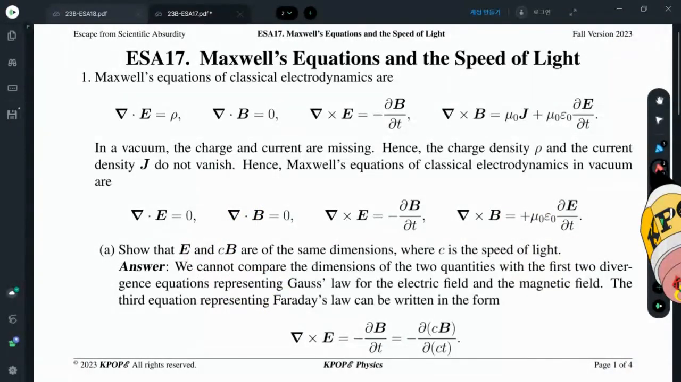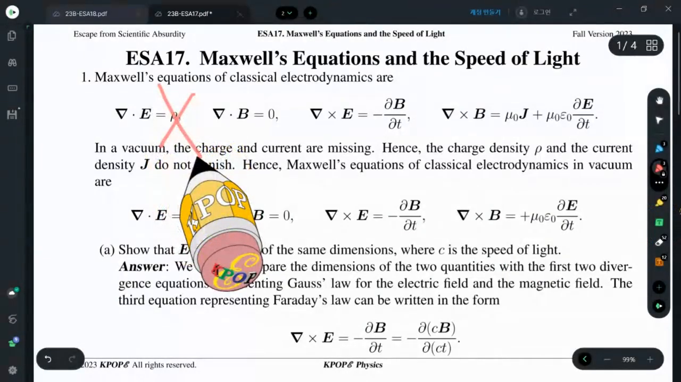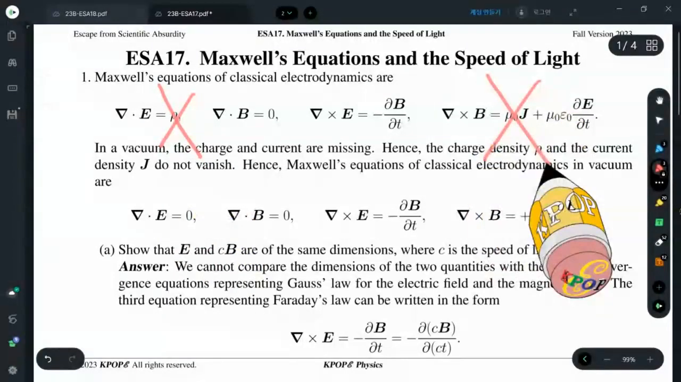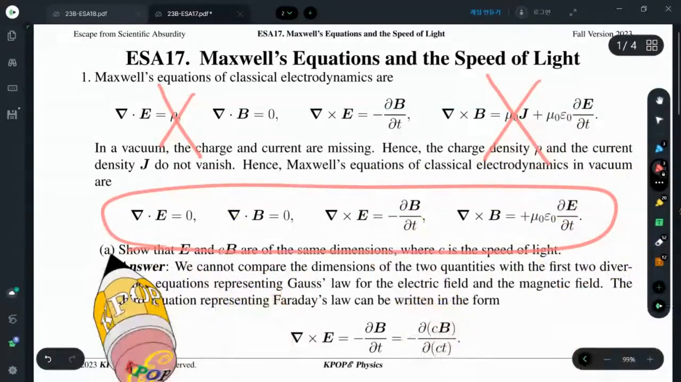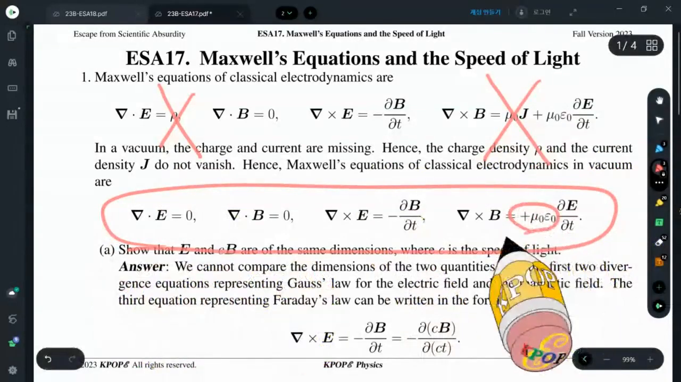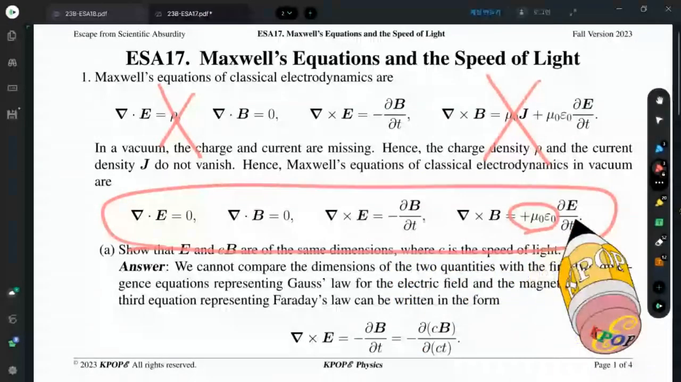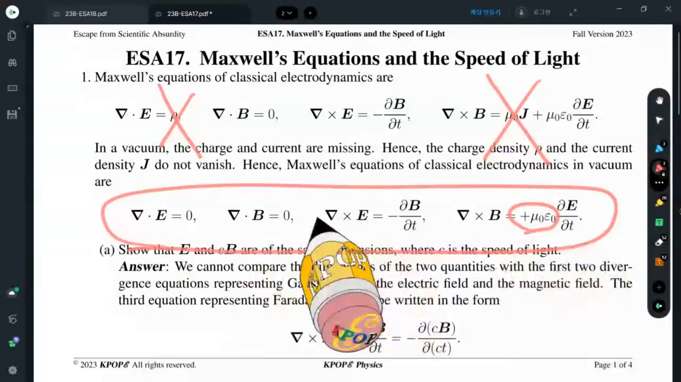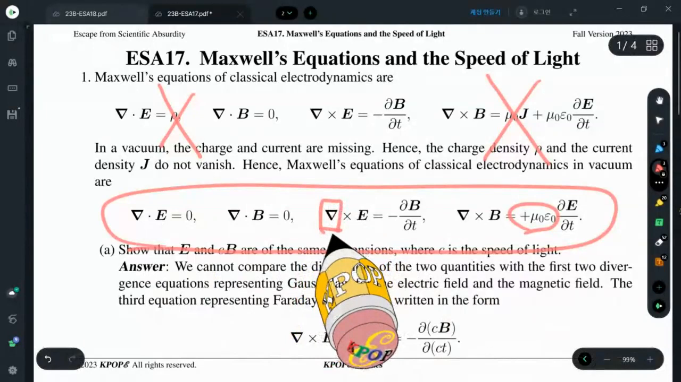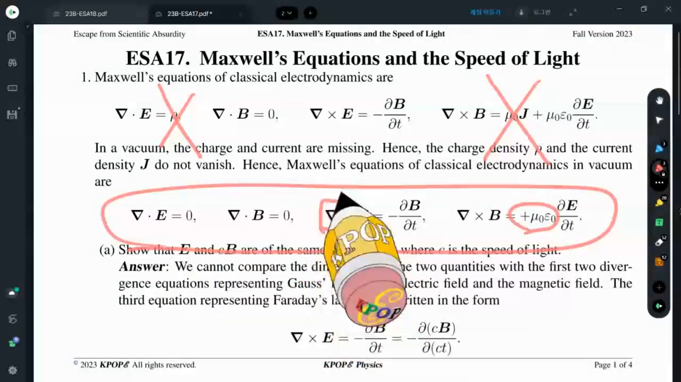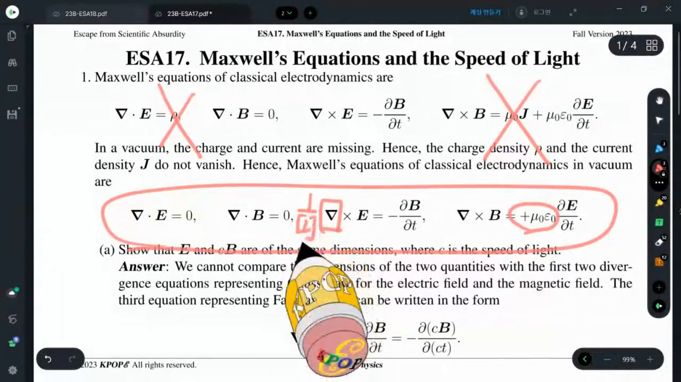For simplicity, we turn off any charged particle. So we erase the charge distribution, erase any current distribution. In that case, the four equations become very compact, and there is some difference between these two, but we find it is absolutely the symmetric form, except that we can count the dimensions of electric field and magnetic field. We have all the length dimensions, this derivative 1 over length.